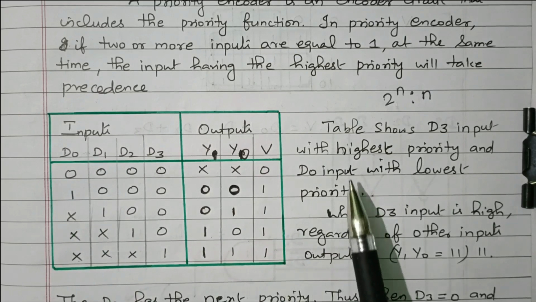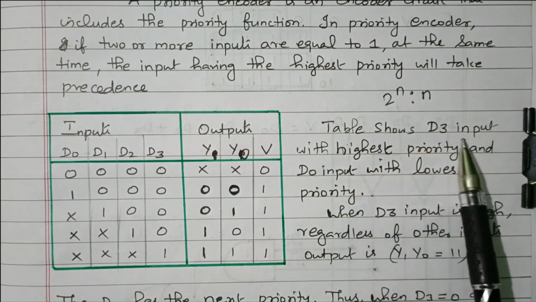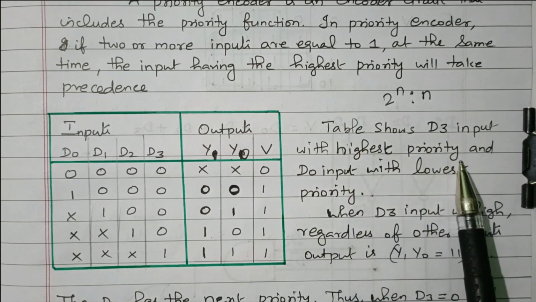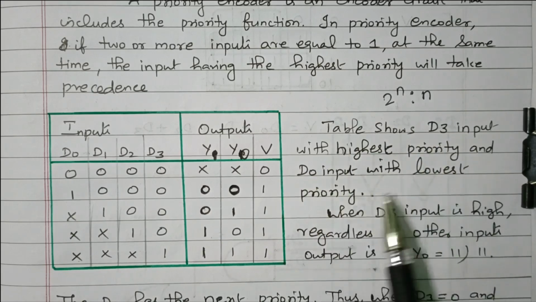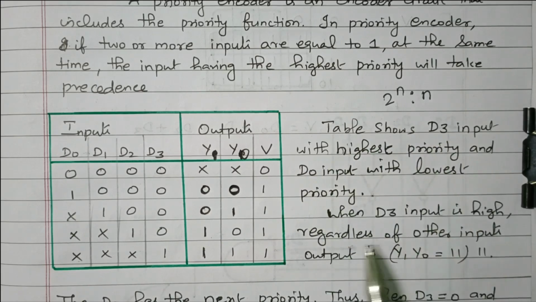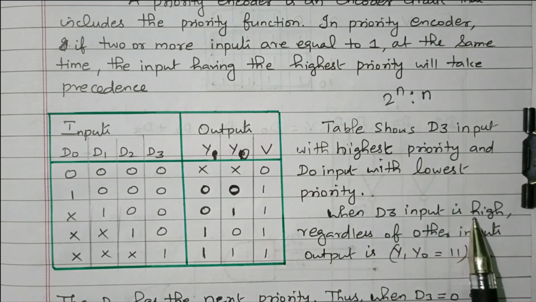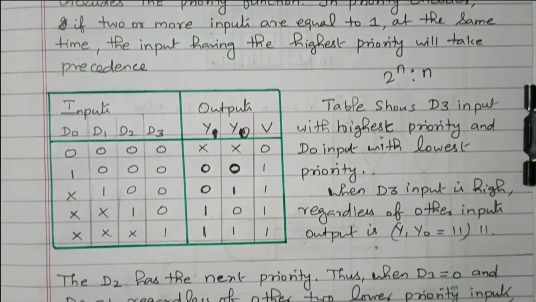Now we'll see the description. The table shows D3 input with highest priority and D0 input with lowest priority. When D3's input is high, regardless of the other inputs, the output will be 1, 1. If D3 is 1, we will not bother about the other remaining terms; we will get the output as 1, 1. Similarly, we have the other descriptions.